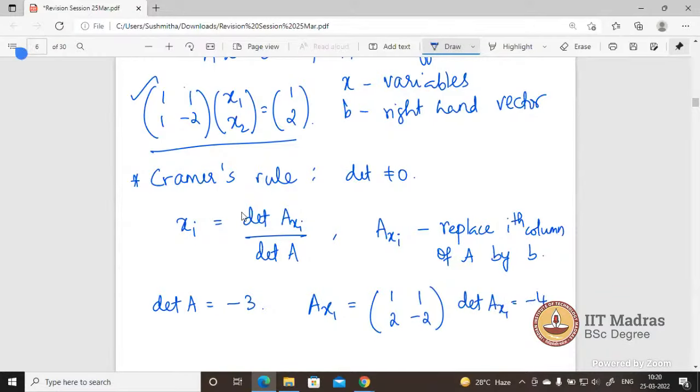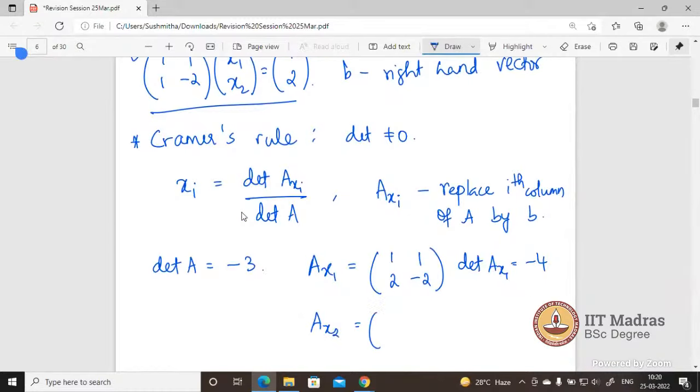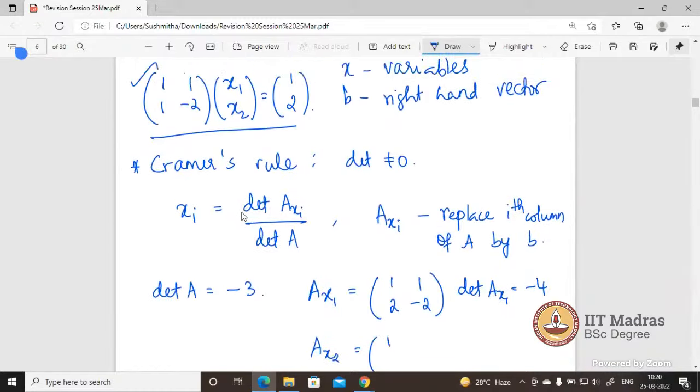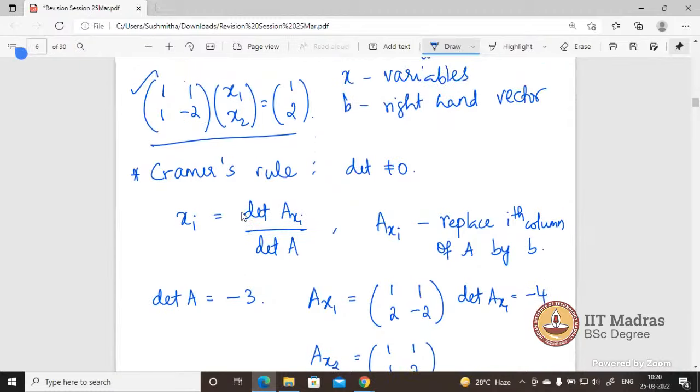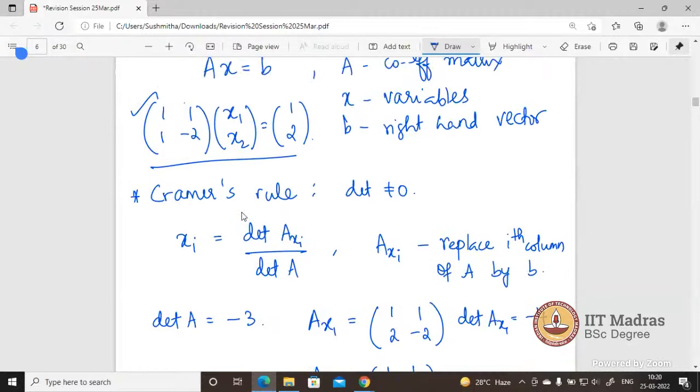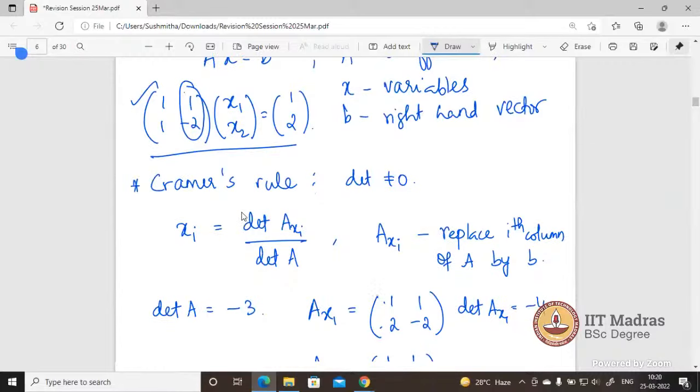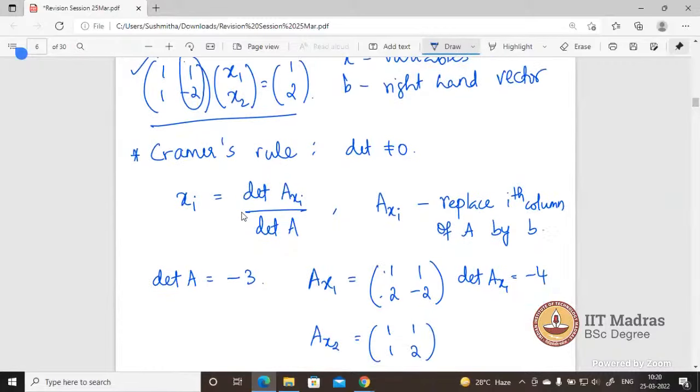What is Ax2? Can you be slow, ma'am? I'm not getting it. Once again, Ax1 is: replace the first column with the right hand vector. So replace this column with 1, 2, so 1, 2, and then keep the second column as it is, 1 minus 2. Clear? And Ax2 would be: replace the second column with the right hand vector. So the first column would be 1, 1, and the second column would be 1, 2.